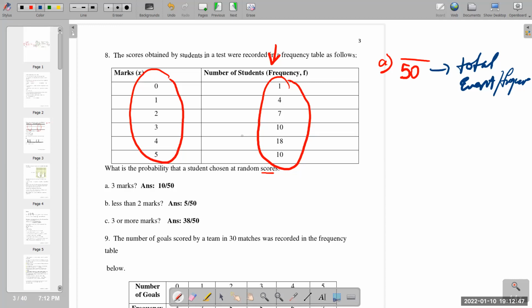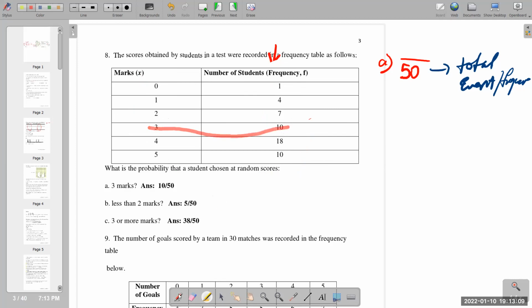So how do we get the other piece of information, which is the numerator? It would be how many persons got 3 marks. So you would need to go in the table and look for which score. You need to look for the score 3 marks, which would be what? This row here. It would be this row here. So our numerator would therefore have to be 10.